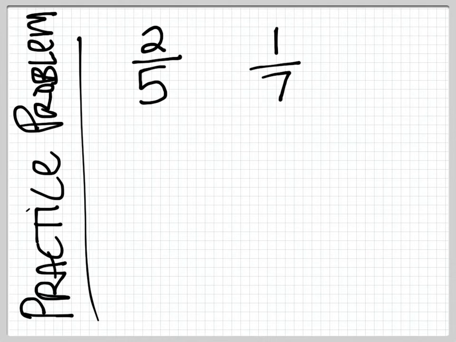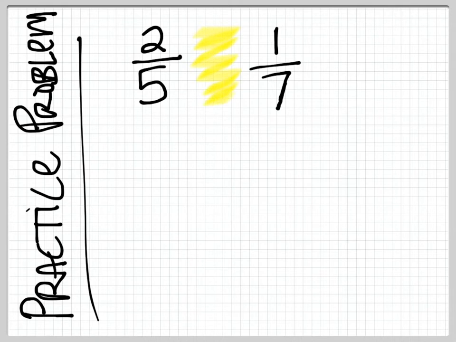Okay, so here's a practice problem for you. I want you to try this on your own. I want you to see if you can compare 2/5 with, what should we compare 2/5 with? How about 1/7? You tell me what's bigger, 2 out of 5 or 1 out of 7? And you're going to give me a greater than sign or a less than sign somewhere in here to show me which one is bigger.